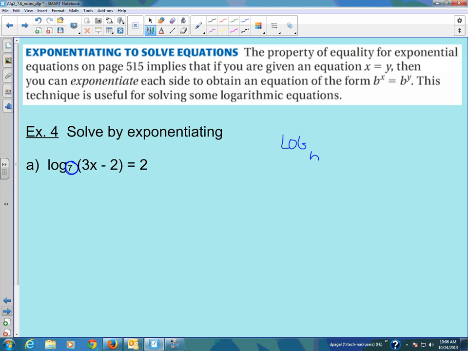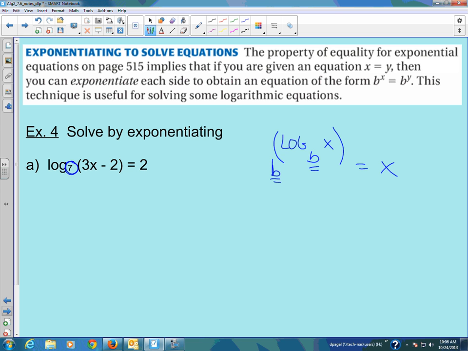Log base b of some value here. If I were to take that and make it an exponent, then the bases of the exponent and the base of the logarithm are the same thing. This just became x. That's one of our inverse properties.